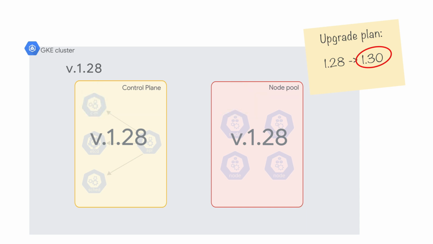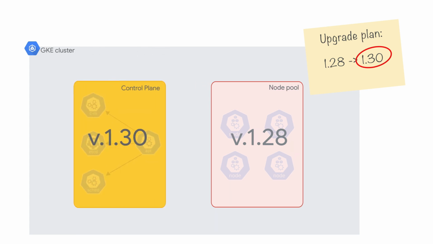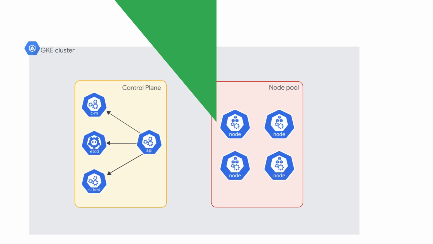Now, when upgrading your control plane, you can't jump directly to 1.30. You can only upgrade the control plane 1 minor version at a time. So you'll have to upgrade to 1.29 first, and then to 1.30. For your node pools, though, you can upgrade them directly to 1.30. Let's look at another example.